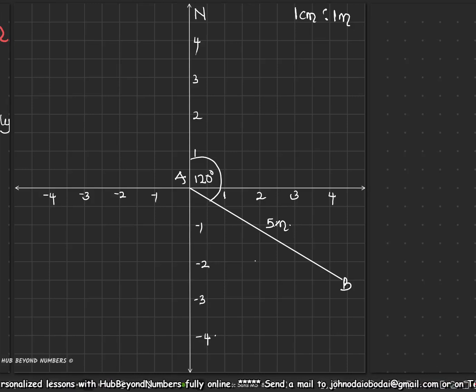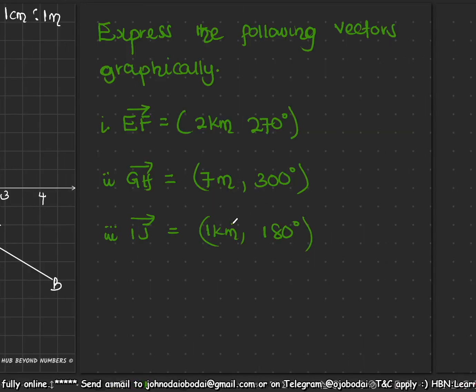I've written some questions you can try your hands on to test your understanding. So here are some questions you can try on your own. You are just to express the following graphically. EF, that is 2 kilometers, 270 in bearings or degrees. Then JH, that is 7 meters, 300 degrees. And then IJ, 1 kilometer, 180 degrees. Take note of where these angles are supposed to be, your scales, and the measurement of the magnitude as well.